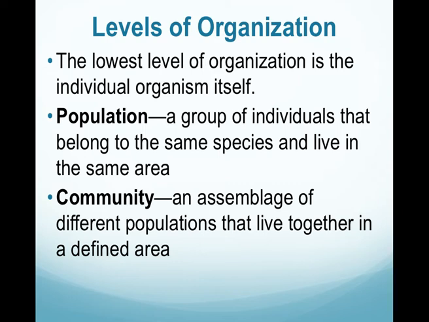So let's talk about these levels of organization. The lowest level of organization would be the organism itself. When you have a group of like species in the same area, that's a population. So we could say the population of deer in New Kensington. It's all of the same species in a specific area. Then we have a community. A community is a bunch of different populations that live together in a defined area. So that would be, let's say, the turkey, the geese, the deer, all the little birds, the plants, all in New Kensington. They're in one specific defined area. That's a community.